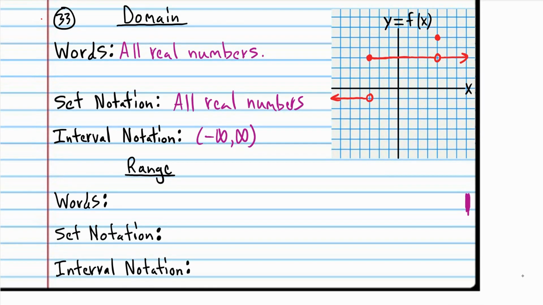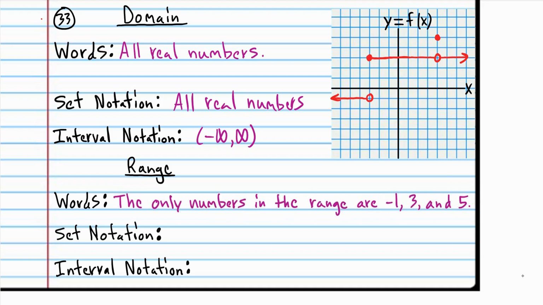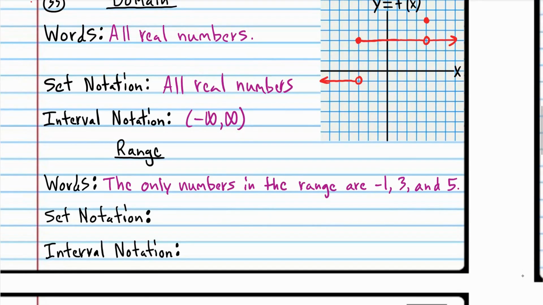Now the range is all the y values. So we have negative 1 is the y value of all those points, and positive 3 is the y value of all those points, and positive 5 is the y value of that point. So what that means is there's only 3 values in the range. The only numbers in the range are negative 1, 3, and 5. You can use the word numbers or values, doesn't really matter.